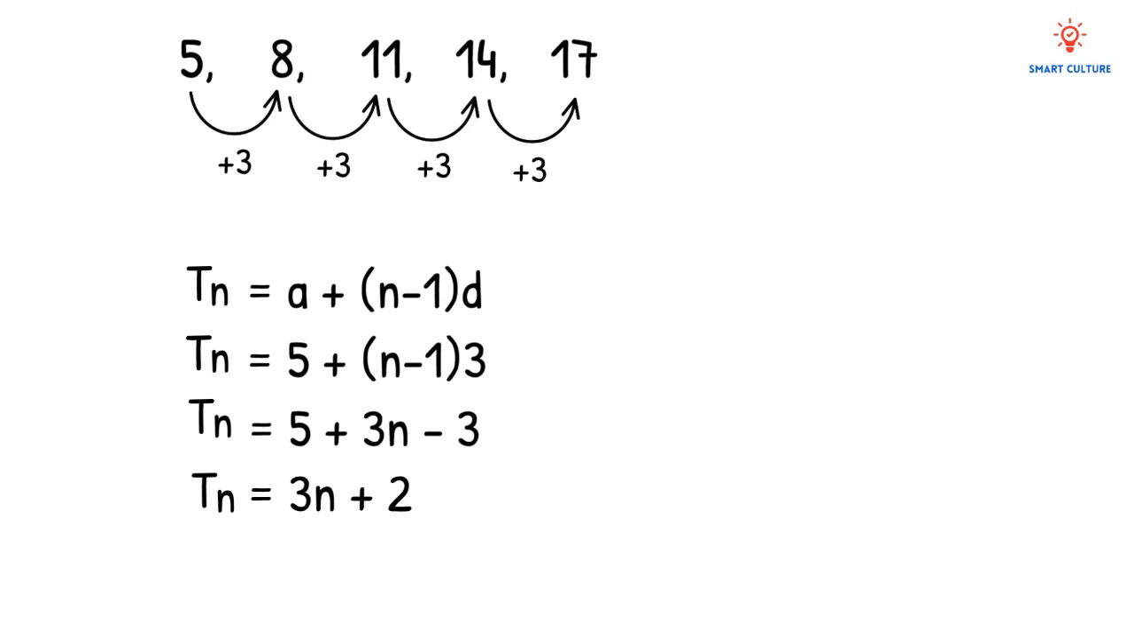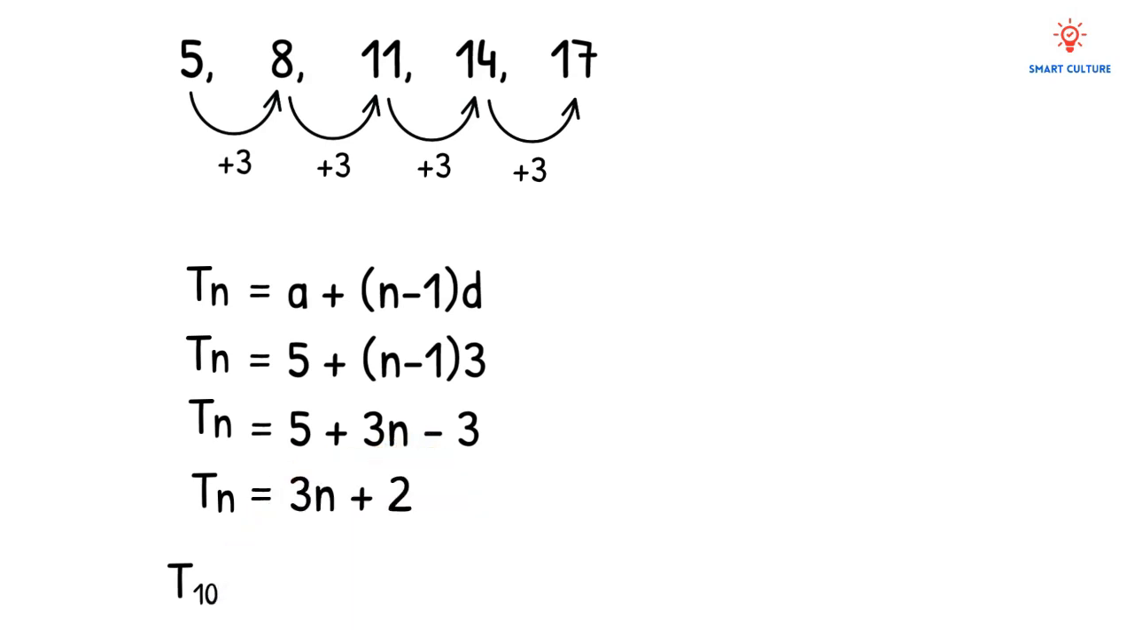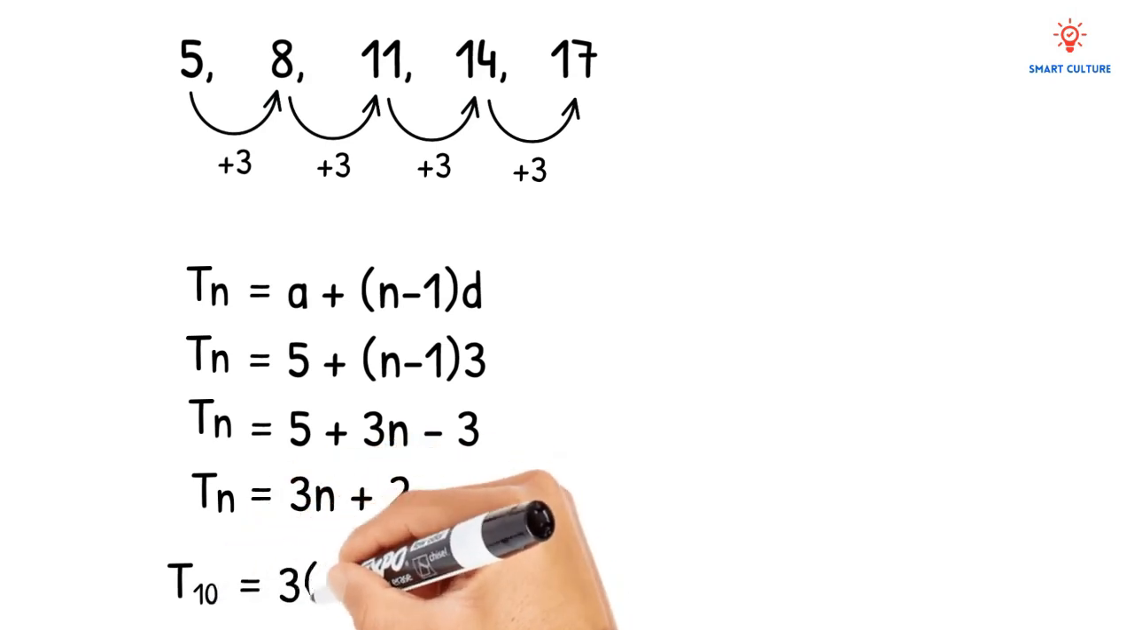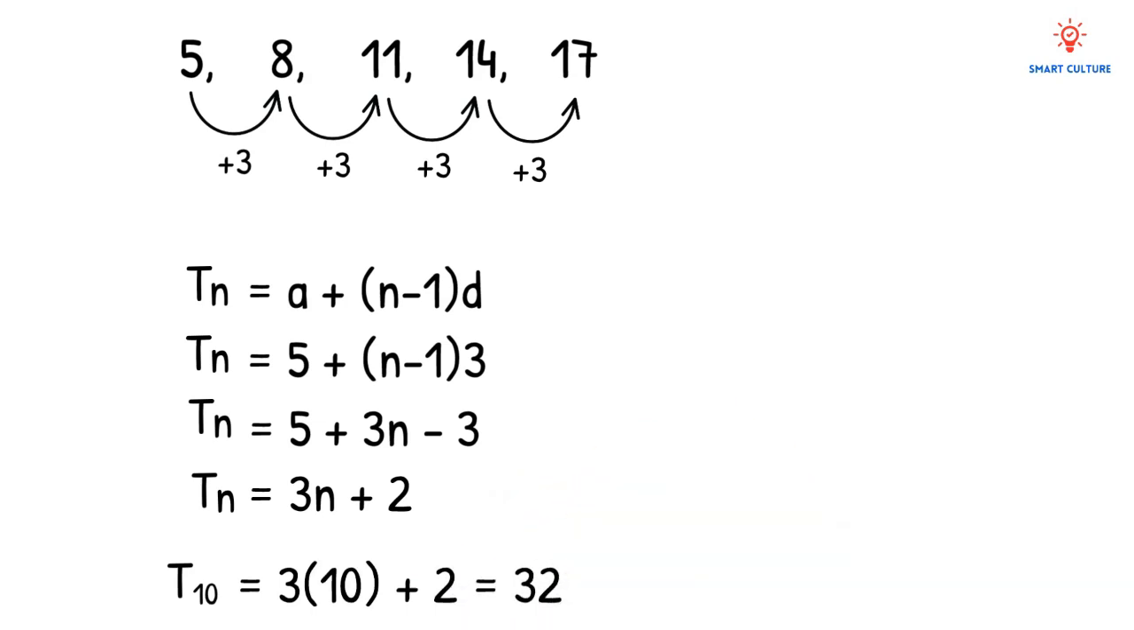Now we want to determine the 10th term. So we'll sub in the value of 10. So instead of writing n, we write 10. So we have 3 times 10 plus 2. 3 times 10 is equal to 30 plus 2 is equal to 32. So the value of the 10th term is equal to 32.